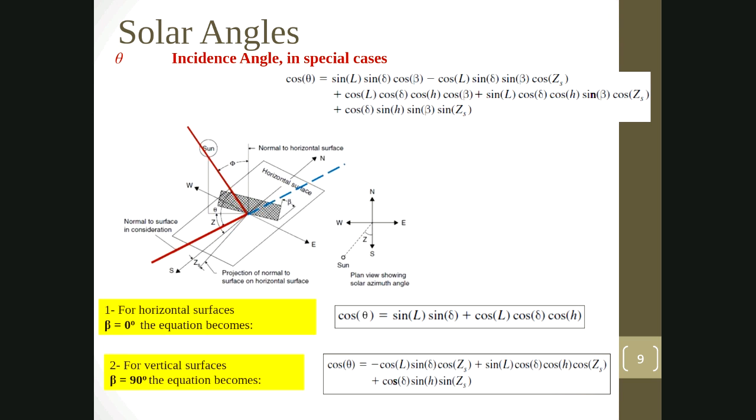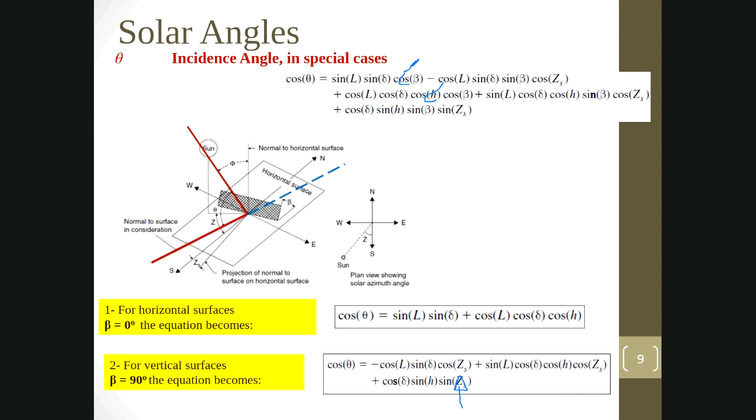The same here, some of this part will be equal to 0. So the first part here, I think, is equal to 0. The second part will be there. The third part also equal to 0. So here, the surface or the incident angle will include the azimuth surface angle. So it will be a function of latitude, the declination, as well as the surface azimuth angle.